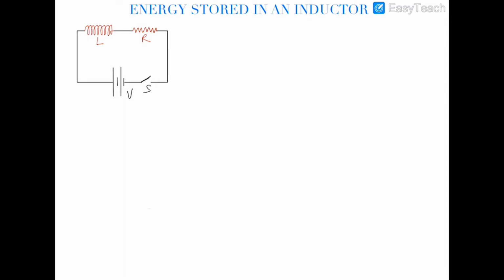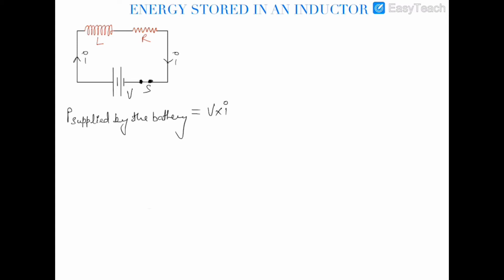So to start this circuit, we are closing this switch. You can see this switch is being closed. Now we know that the power supplied by the battery. As soon as we have closed this switch, some current will start to increase in the circuit, and at any instant of time, let's suppose the current flowing in the circuit is I. So the power supplied by the battery is V into I.